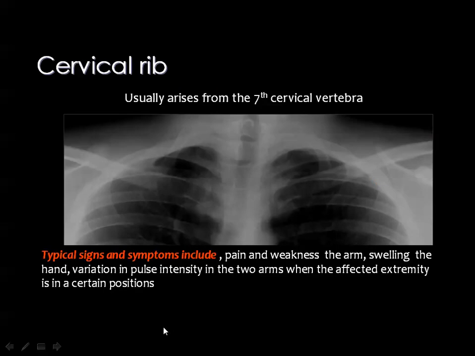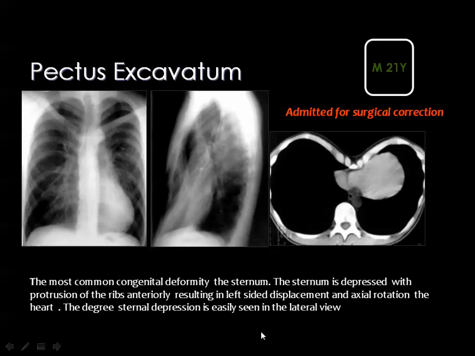Then, as I have said, the cervical rib may be unilateral, bilateral, symmetric, or asymmetric, and in my opinion, the best diagnostic imaging modality is just the plain X-ray, the frontal view of the cervical spine or the cervicodorsal region.